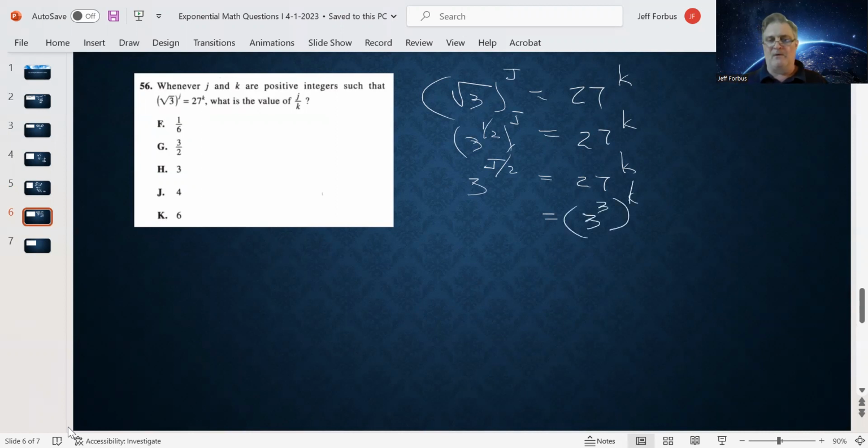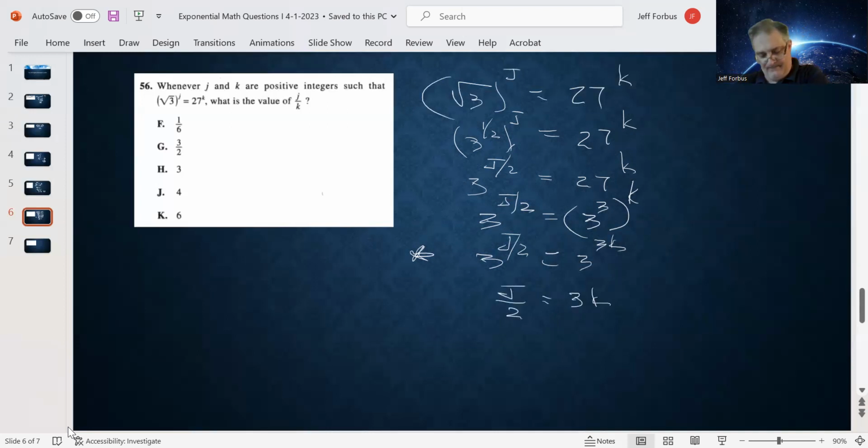Raise it to the k power. Just leave this over here as it is for now. Now go ahead and multiply 3 times k, and we get 3 raised to the 3 times k power. And that's equal to 3 raised to the other side, j over 2. Okay, key point. We got both sides in base of 3, so we can pull out our exponents. j over 2 is equal to 3 times k.